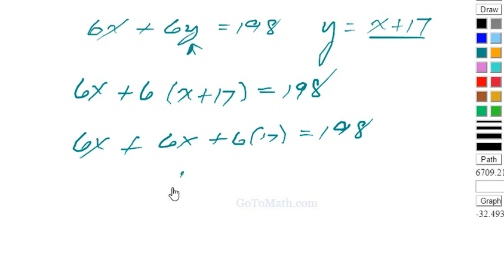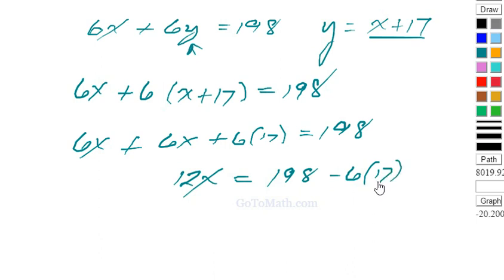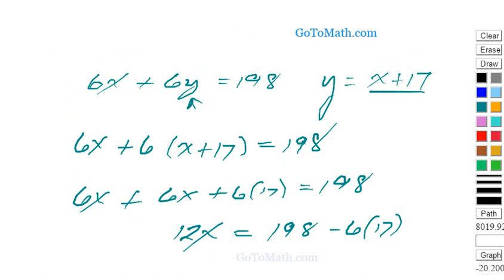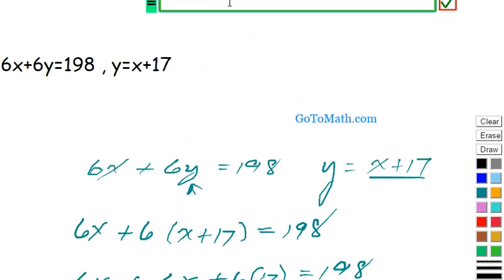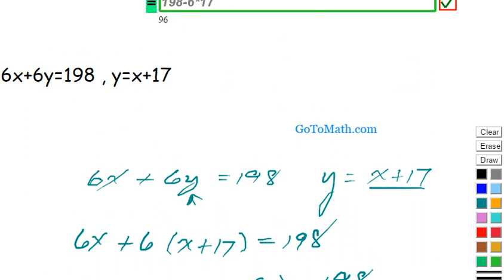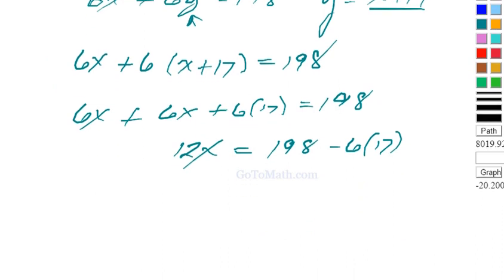And then of course we want to collect up all our like terms. 6x and 6x is 12x, and that is going to be equal to 198 minus 6 times 17. You know, I got a calculator up here, might as well use it. 96.